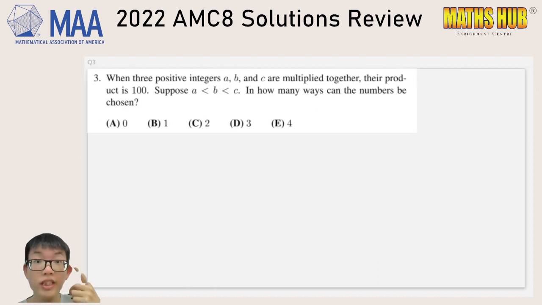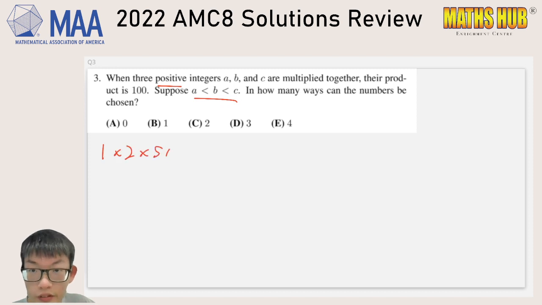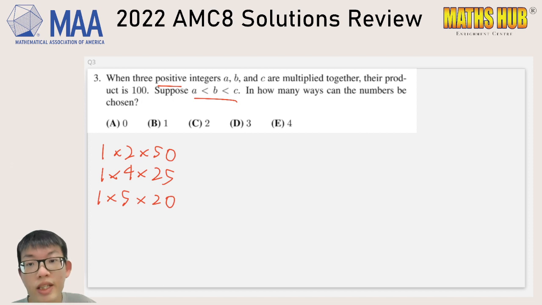When 3 positive integers a, b, c are multiplied together, their product is 100. Suppose a less than b less than c. In how many ways can the numbers be chosen? So positive and different. Let's just write down all the ways. So you have 1 times 2 times 50. So the first one is 1, then we're just listing our factors. Right? So 4 times 25, 5 times 20, and then the next one, 10 times 10, I cannot do.